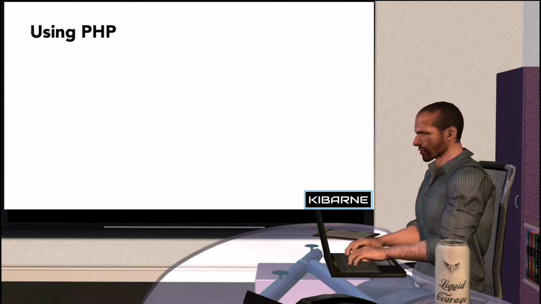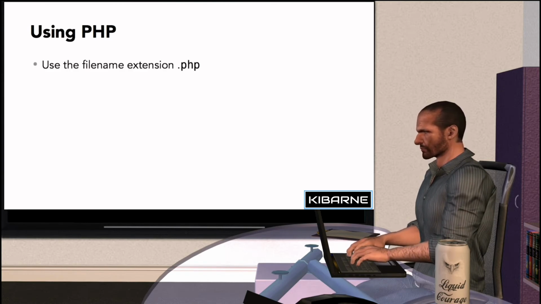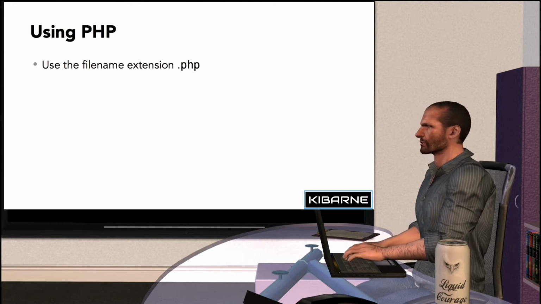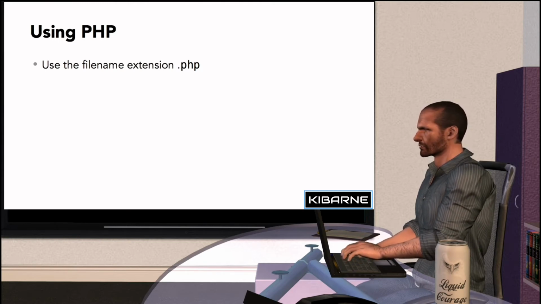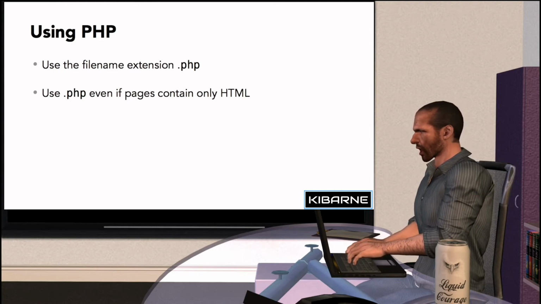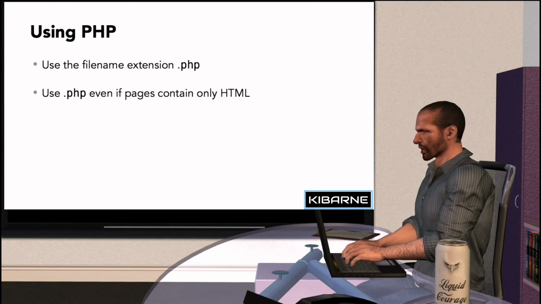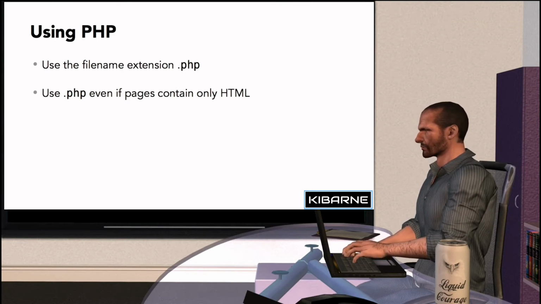When using PHP in a website, use the file name extension .php for all web pages. Although you can mix pages with the .html file name extension in the same site, it's a good idea to use .php for all files, even if they don't contain PHP code. By doing so, you can add PHP code later without needing to change the URL.